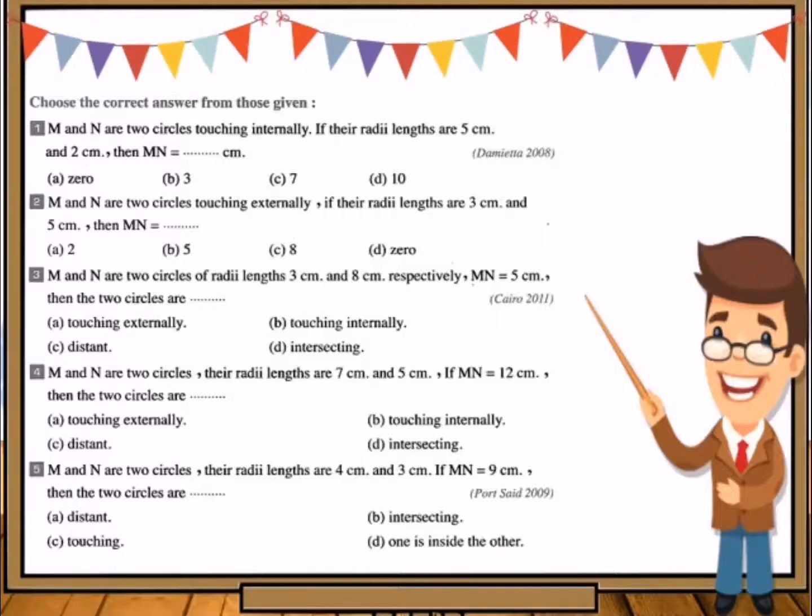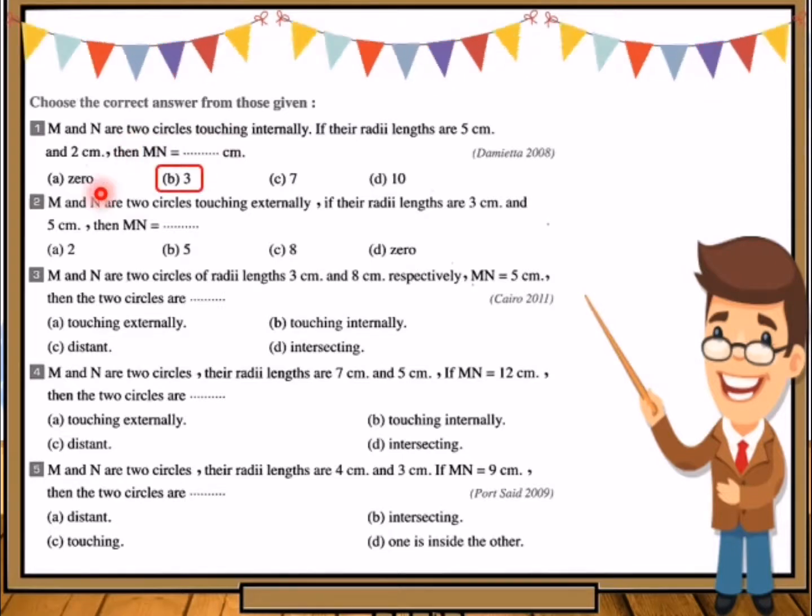Another question. Choose the correct answer. Number 1. If M and N are two circles touching internally, then the distance between the centers of circles equals the difference of radii. So MN equals 5 minus 2 equals 3.